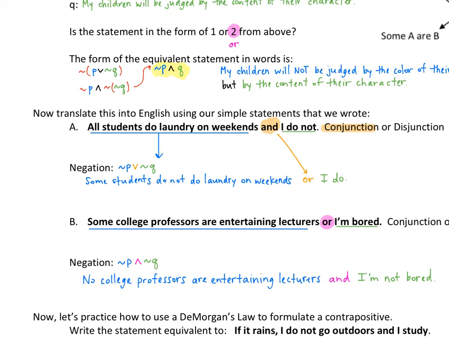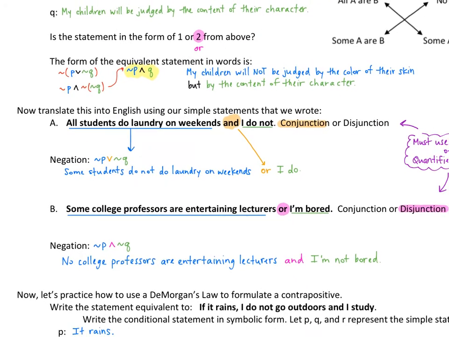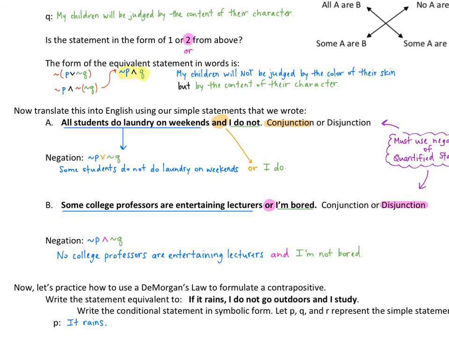So negating this first part, all students do laundry on weekends. That's a quantified statement. We get some students do not do laundry on weekends. Now we change this and to an or, and we negate this portion. I do not. That negated becomes I do.